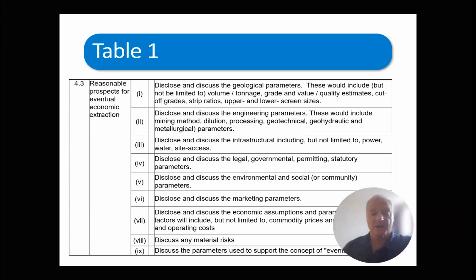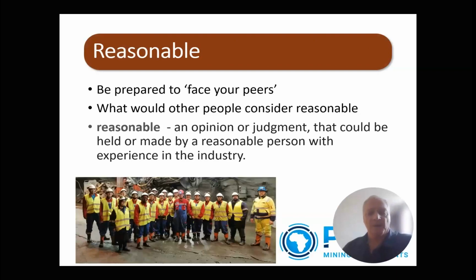Obviously discuss material risks, and we currently have in the code that we need to discuss "eventual", but the word "prospects" tends to cover that, so I don't think that's necessarily something we have to worry about. And if we're being reasonable, we won't have an eventual in 100 years. We'll be much more realistic about that. So let's move on to discussing the RPEEE aspects individually.